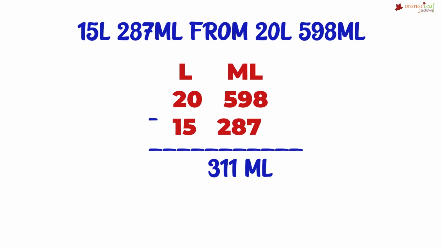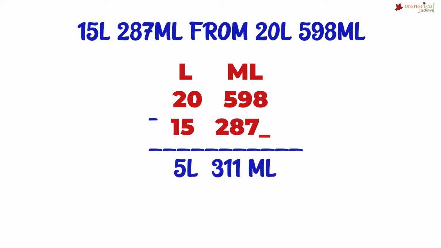Moving to the liters column, we have 20 minus 15, which gives us 5. We write 5 in the liters column. So the final answer is 5 liters 311 milliliters.